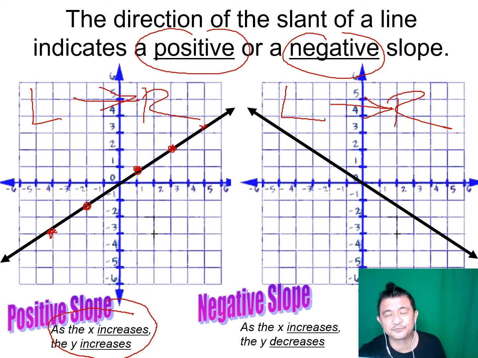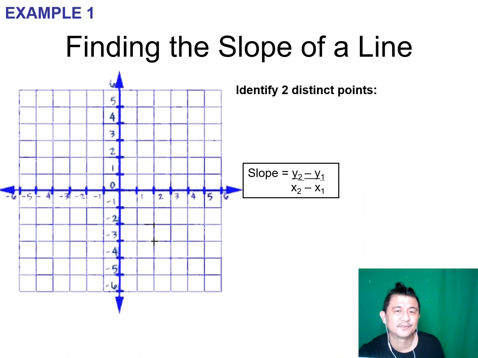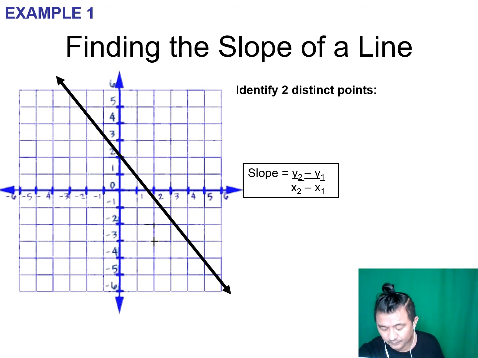Now the opposite, from left to right, look at the values here. As x increases, the value of y decreases. And that is now called a negative slope. Okay. Now, finding the slope. Identify two distinct points. Look at this line. We will find two distinct points, points which are exactly on the coordinates. I can use this.